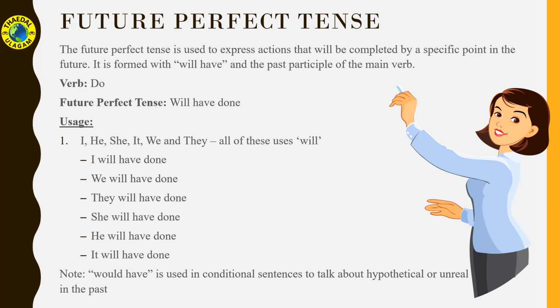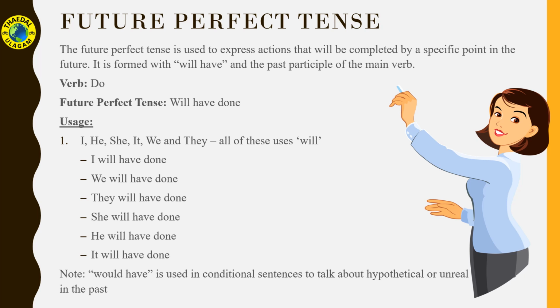Future perfect tense. The future perfect tense is used to express actions that will be completed by a specific point in the future. It is formed with will have and the past participle of the main verb. Consider the verb do. The future perfect tense of the verb is will have done. Let's look at the usage.